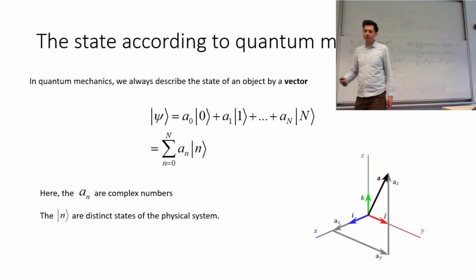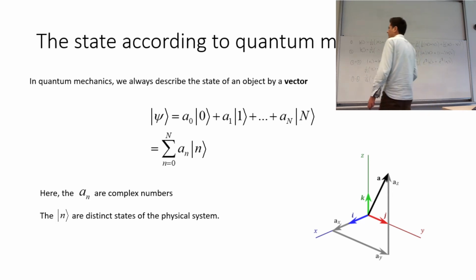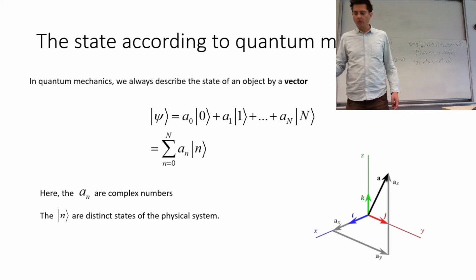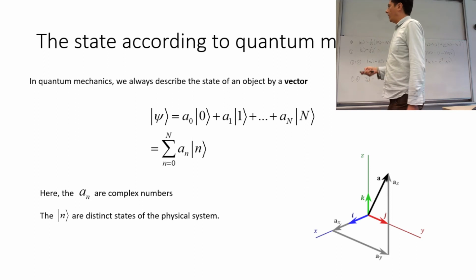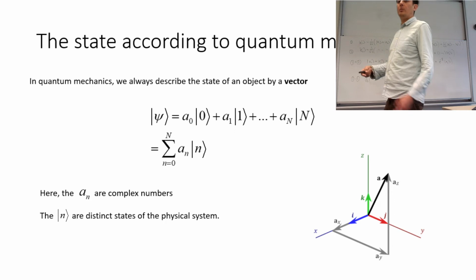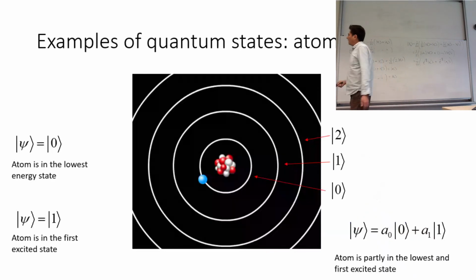And I'm going to give you a bunch of examples to tell you what kind of things might be these states. But these coefficients can be, well, complex. Okay, so let's talk a little bit about what these states are. What space is this vector in? What are we talking about?